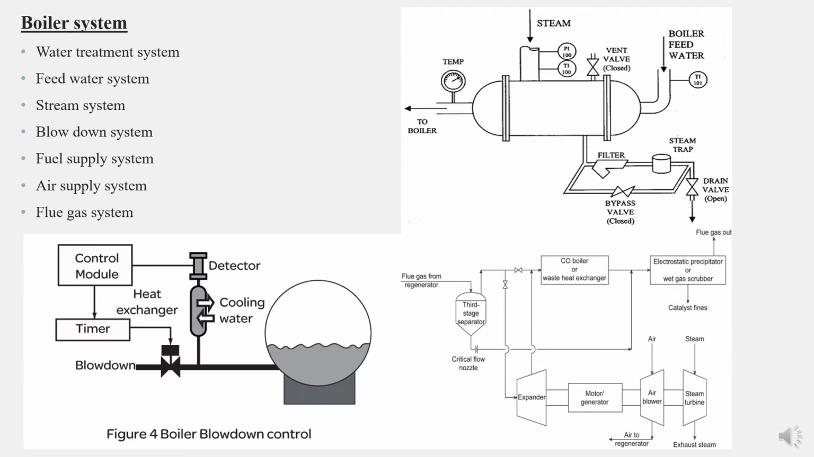A boiler system consists of a water treatment system, feed water system. On the right side we have the schematic of the feed water treatment system. Then we have steam system, blow down system, fuel supply system, air supply system and flue gas system. Below are the schematics of the blow down system and flue gas system.